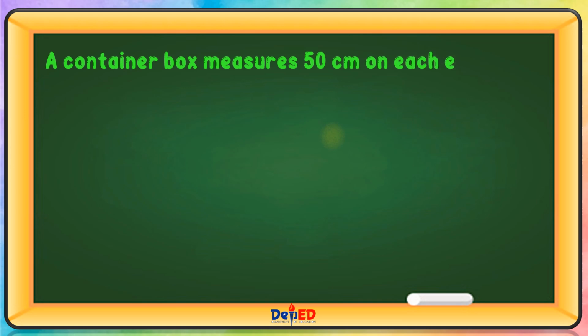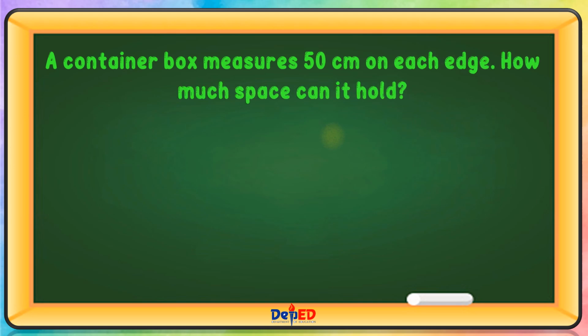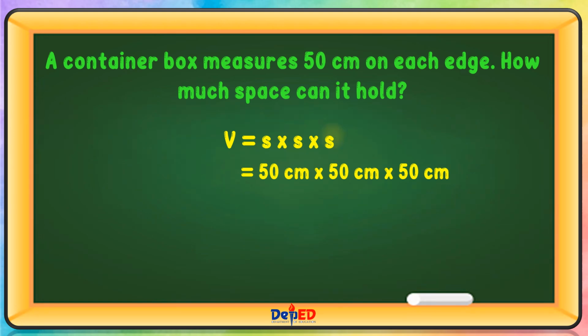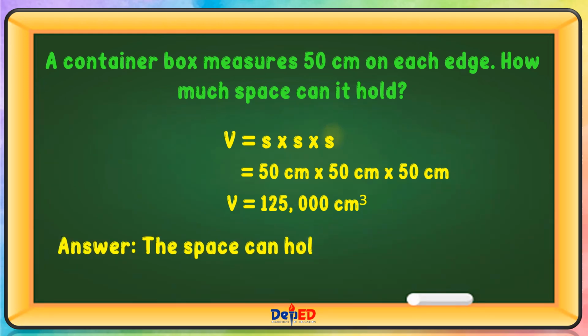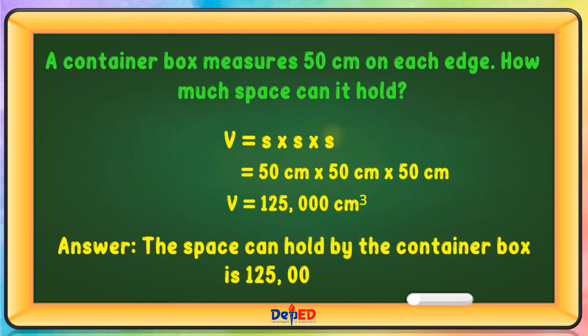A container box measures 50 centimeters on each edge. How much space can it hold? Volume is equal to side times side times side, equals 50 cm times 50 cm times 50 cm, is equal to 125,000 cubic centimeters. Our answer is the space that can be held by the container box is 125,000 cubic centimeters.